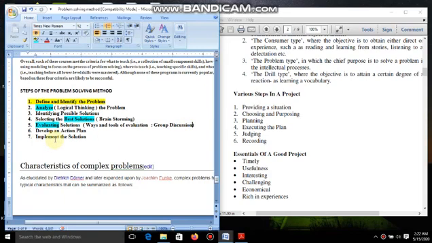So the next action comes as develop an action plan. This is actually the implementation phase. Implication is also okay, but implementation.